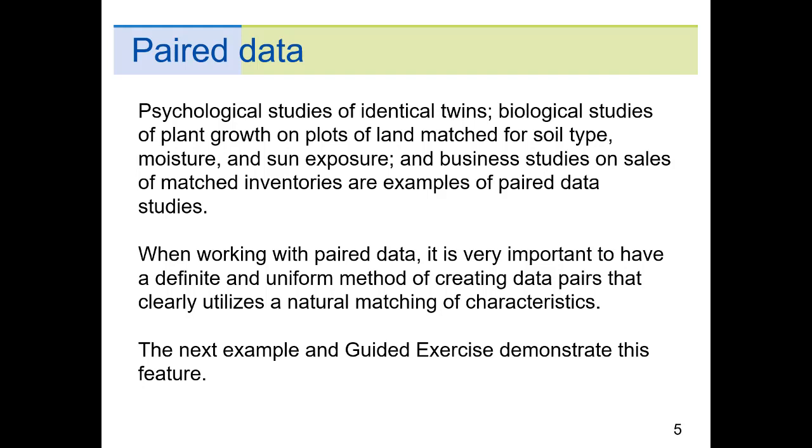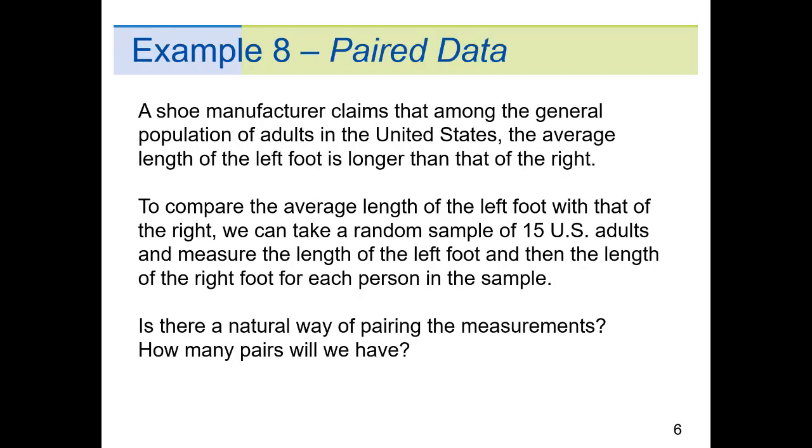Psychological studies of identical twins, biological studies of plant growth on plots of land that are matched for similar, or different, I should say, soil types, moisture, sun exposure, business studies are all examples of paired data studies. When working with paired data, it's super important to have a definite and uniform method of creating data pairs that clearly utilize a natural matching of characteristics. We'll take a look at this now.